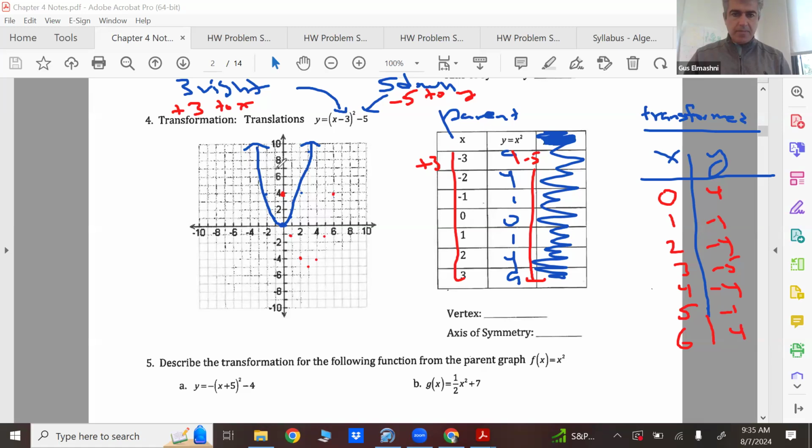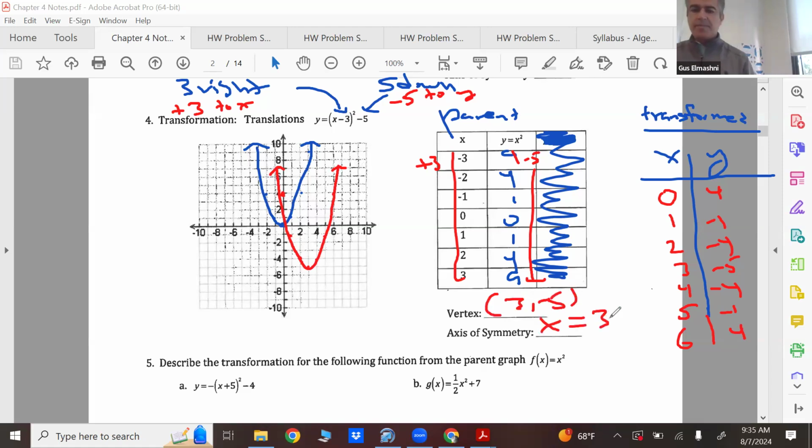And here we go. See how the graph shifted? Did it go 3 right? Yes. Did it go 5 down? Yes. You look at the vertex, it's a great way to compare. 3 right, 5 down. So the vertex is at (3, -5) now. And the axis of symmetry, of course, is x equals 3. Easy peasy. Not that hard. Just have to practice and get used to this.